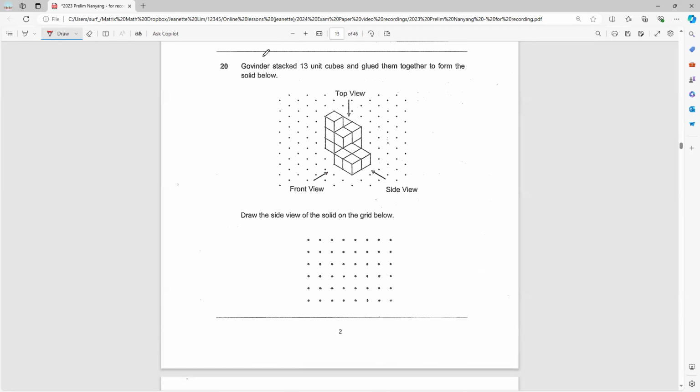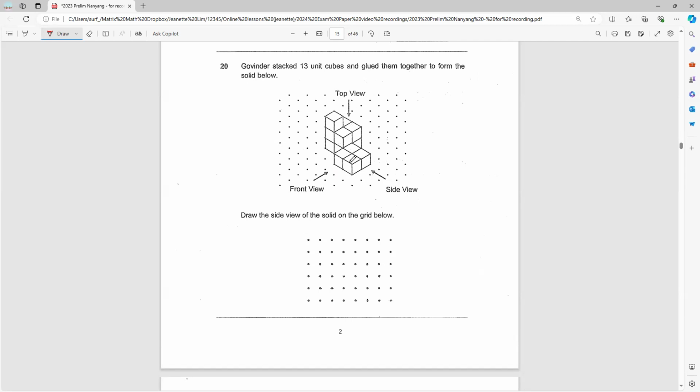Question 20. Govinda stacked 13 unit cubes and glued them together to form the solid below. So you're supposed to draw the side view of the solid on this grid here. Okay, so let's just check 13 unit cubes. And you have to take it that they start from the bottom up. Okay, so you should not have cubes that are floating. So 13, 4 here. Then 4 below, 4 in the second layer, that's 12 already, right? 4, 4, 4, that's 12. And then the top one, 13.